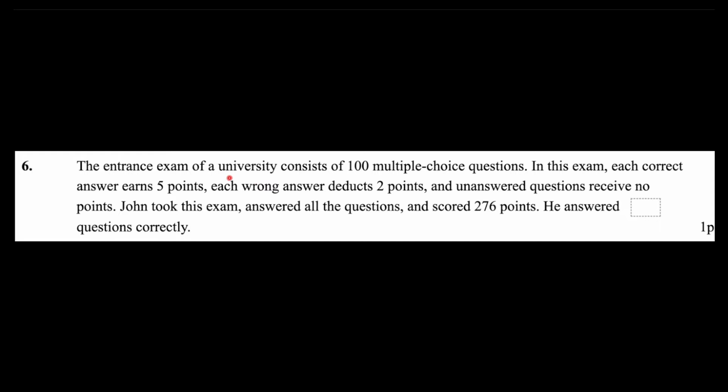The entrance exam of a university consists of 100 multiple choice questions. In this exam, each correct answer earns 5 points. Each wrong answer deducts 2 points. This is very common in multiple choice questions. They give you a negative penalty because they want to prevent random guessing. Each wrong answer that you choose deducts 2 points, and unanswered questions receive no points.